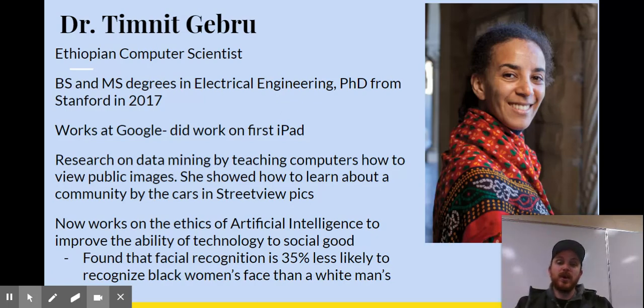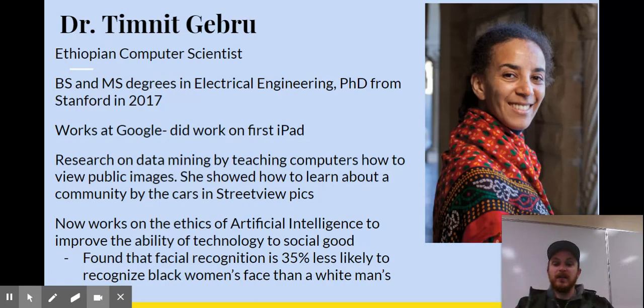One thing I read about is that she shows computers pictures of street view pics, and they can tell a lot about you just by the cars out on the street. So this is an example of Google collecting more information about you.